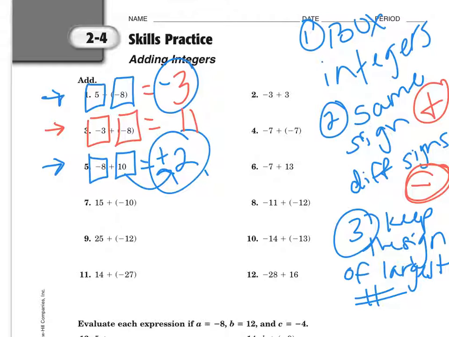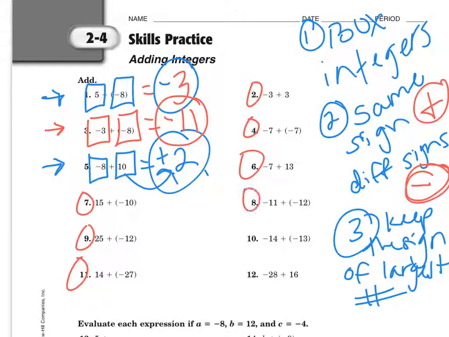Step 3. What is step 3? It says keep the sign of the larger number. Well, 8 is my larger number, but at the same time they're both negative. So my sign's going to be negative. You should be able to do numbers 7, 9, this whole part on your own now, using these rules.